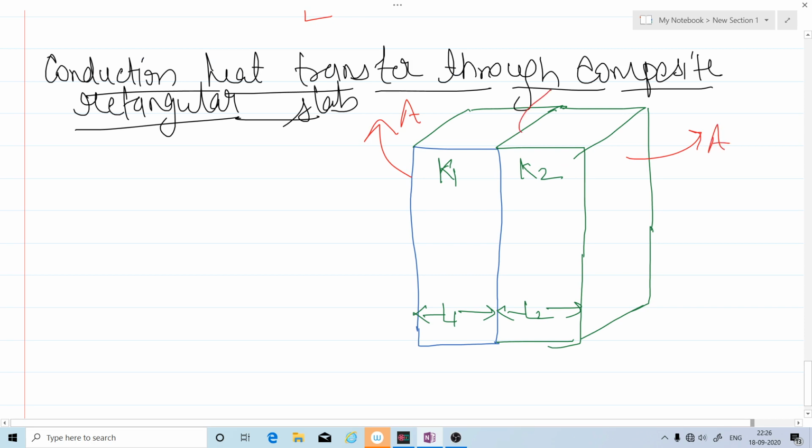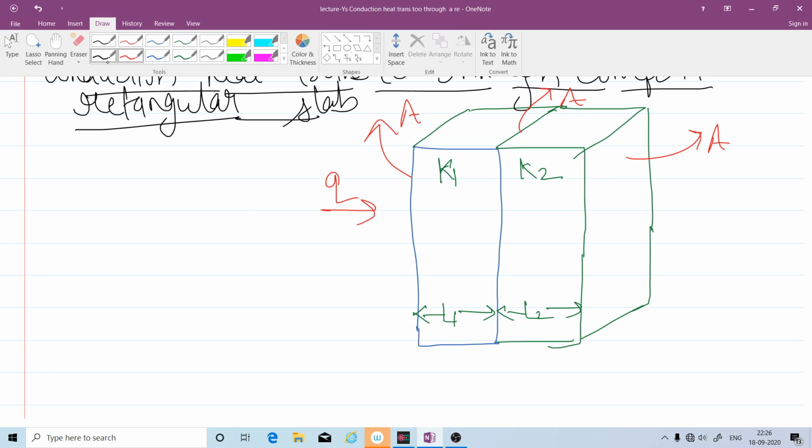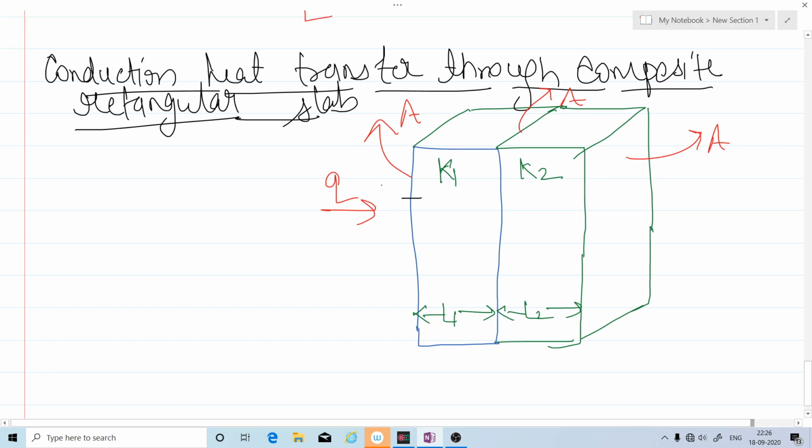In between, also the area is the same. The area that is lying perpendicular to the direction of heat transfer, that is constant. This is one thing. Now let's say the temperature of the left hand face of the first slab is T1, and the temperature of the right face of the last slab is, let's say, T3, and the temperature in between is T2.